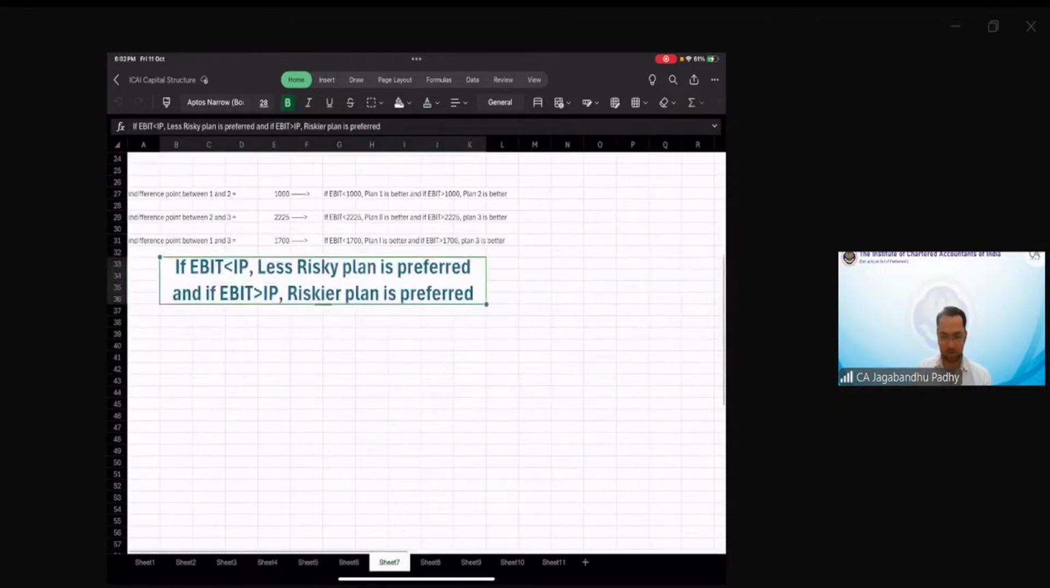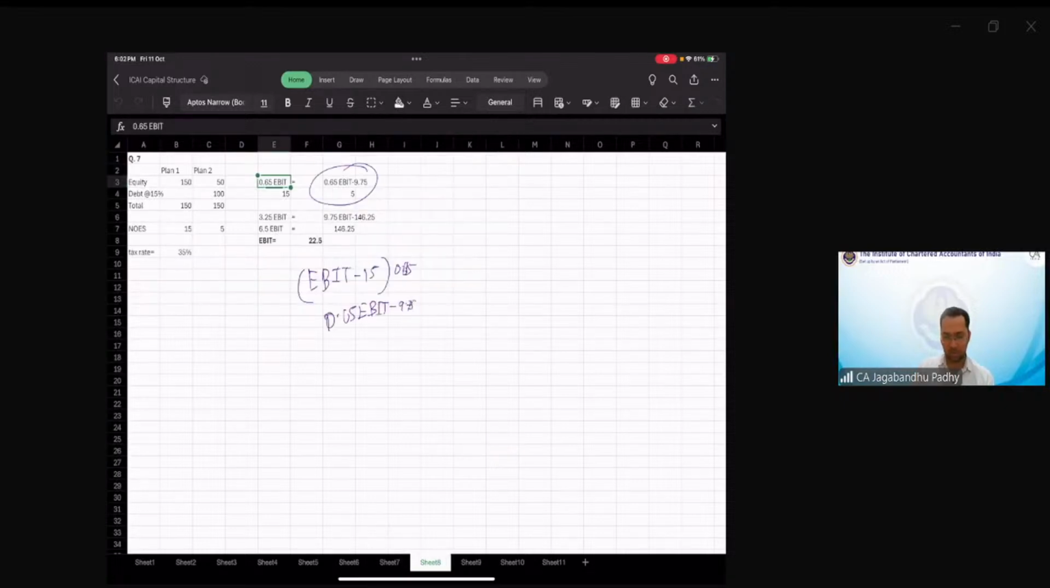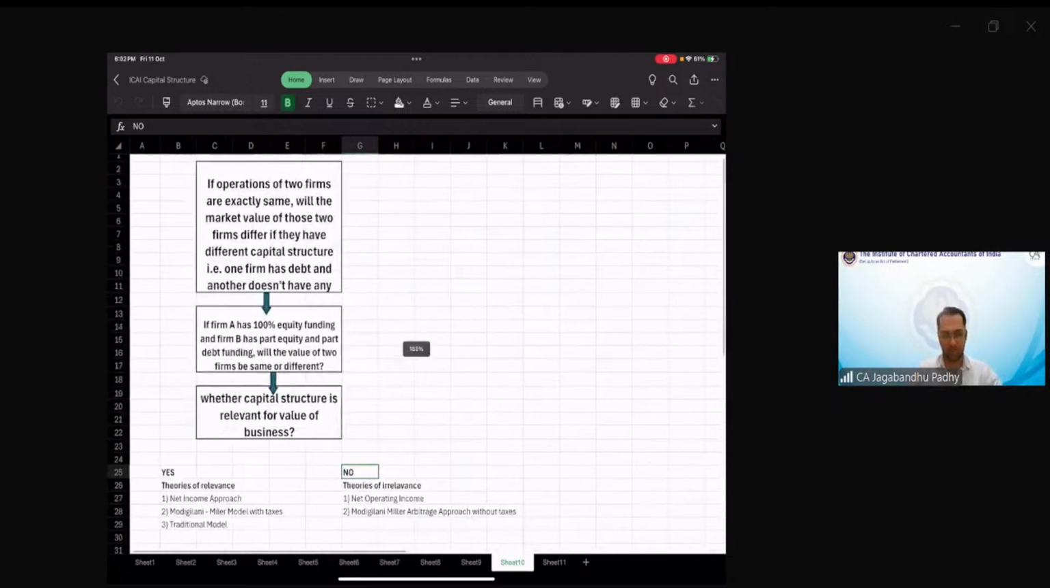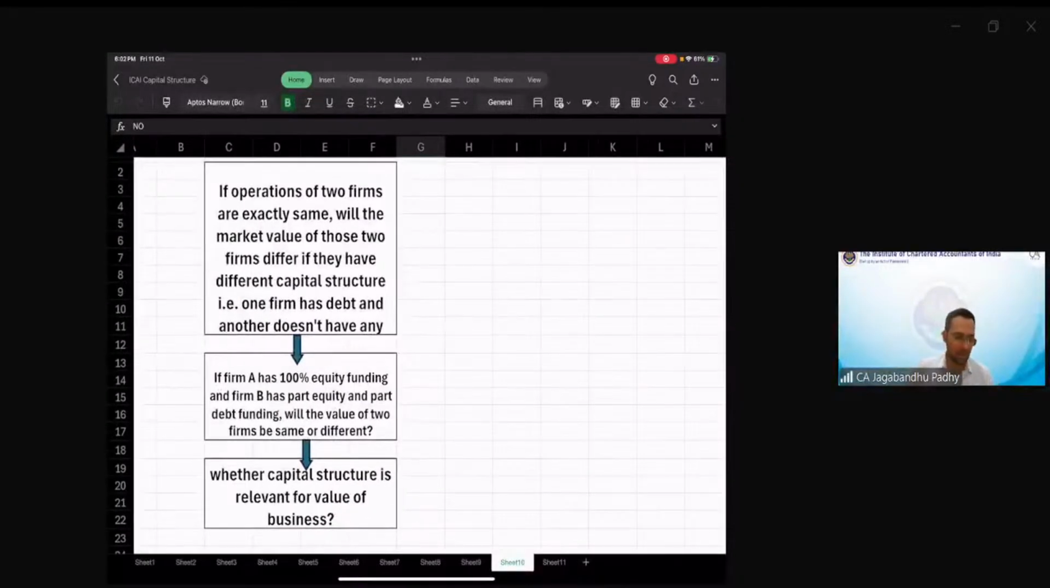And then we went ahead with capital structure theories. The capital structure theory was basically: if two firms have exactly the same set of business, and the only difference between them is the capital structure, then will the value of the two companies be different, or is it going to remain the same? That was something that we were looking for.